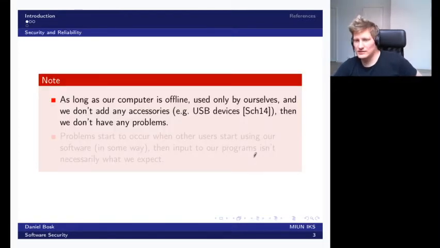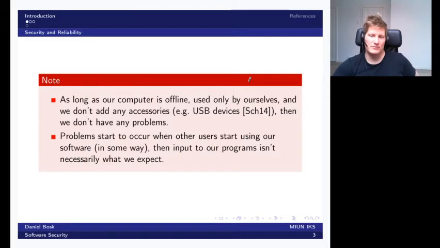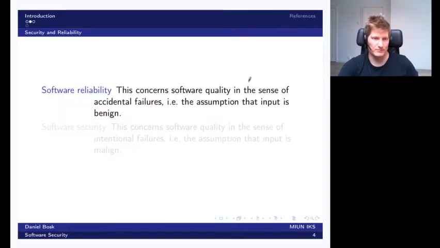So as long as our computer is offline or used only by ourselves, and we don't have any accessories whatsoever, so no USB devices or anything, then we don't have any problems. Because these problems only start to occur when other users start using our software in some way, and input to our programs isn't what we expect. So for instance, as soon as we have a program or some data provided by someone else, we cannot trust the outcome. As soon as we connect our system to the internet, we don't know what's going to happen.